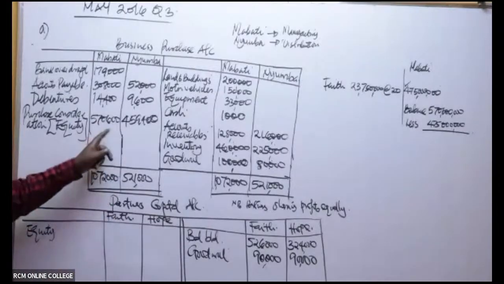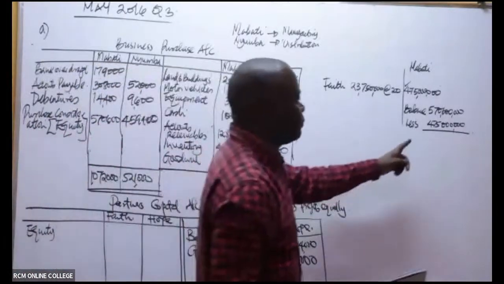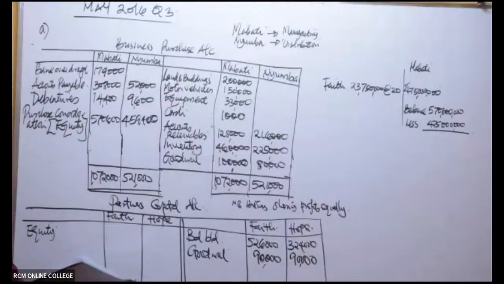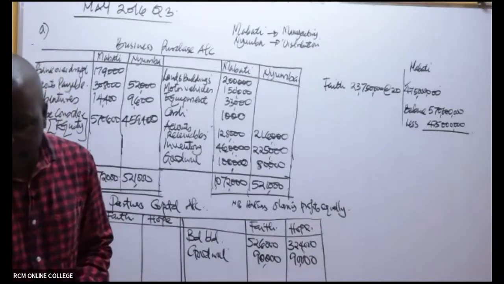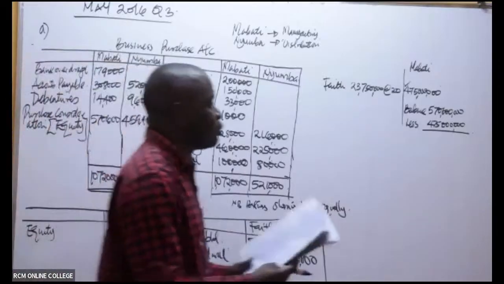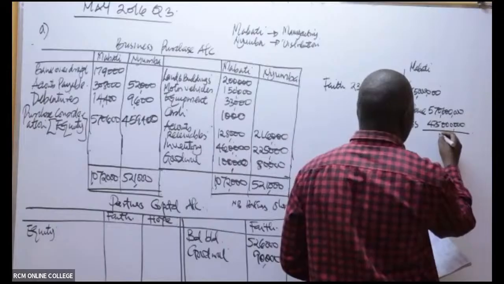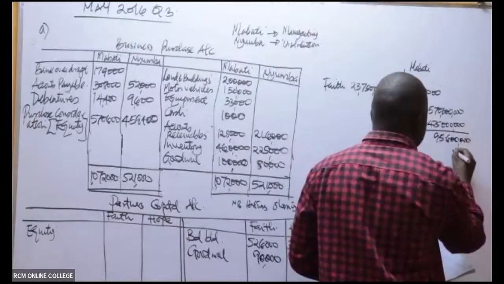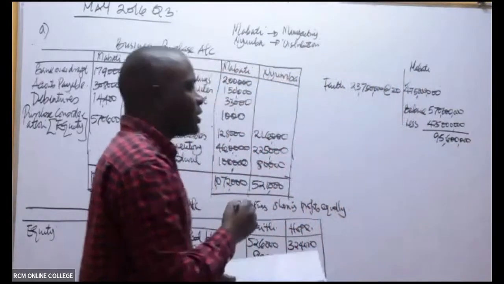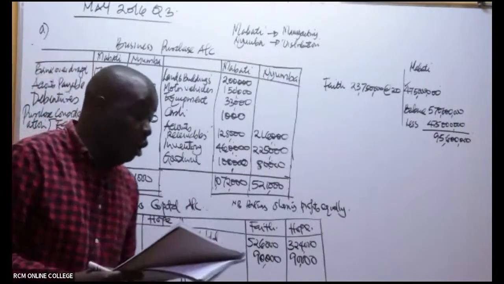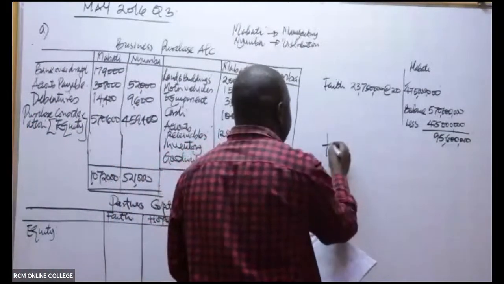So the total equity here is 570,600, but we have to less this amount to get the balance. What balance are you getting when you minus the two? 570,600 minus 475. What are you getting as the balance? 95,600. You'll get 95 million, so 95,600,000.